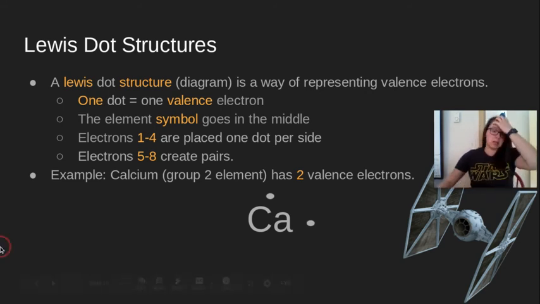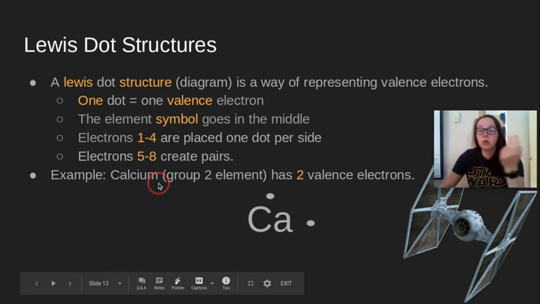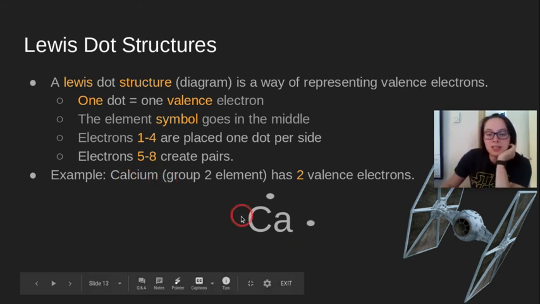So our example here, we're going to use calcium, which is in group 2, which means it has 2 valence electrons. Calcium, the symbol goes in the middle, and we imagine that there's a box.